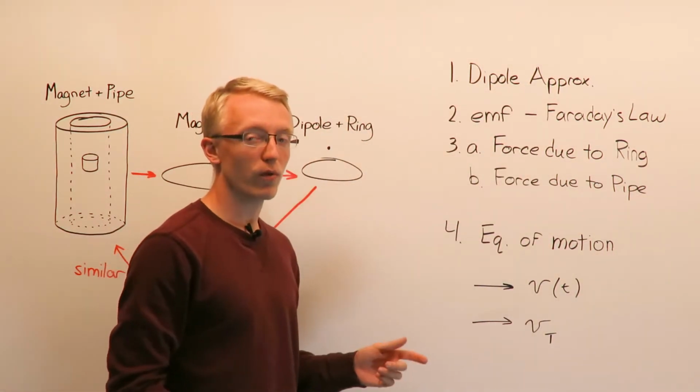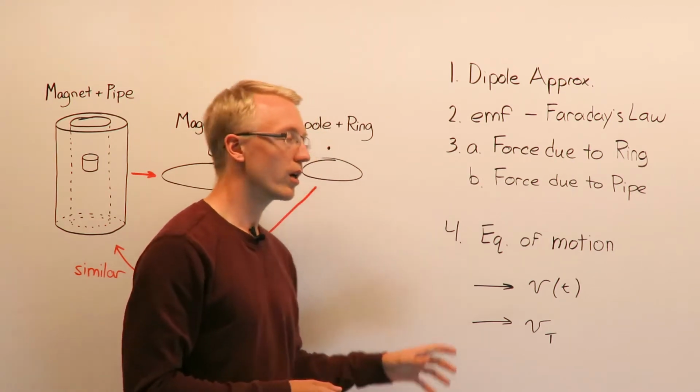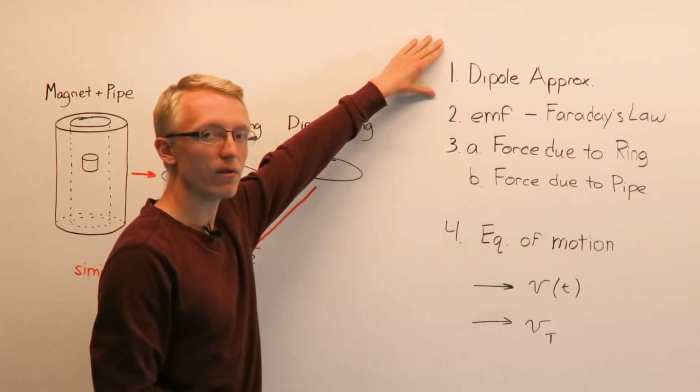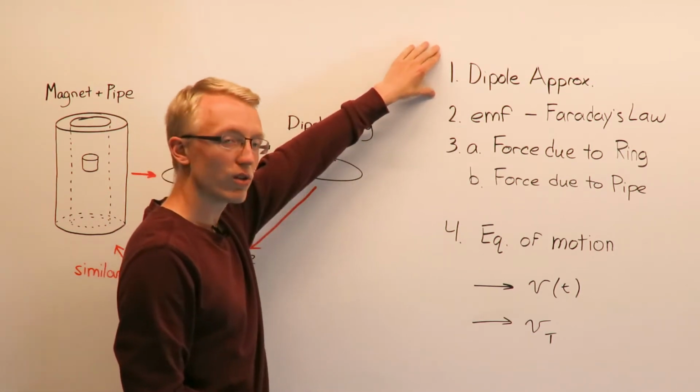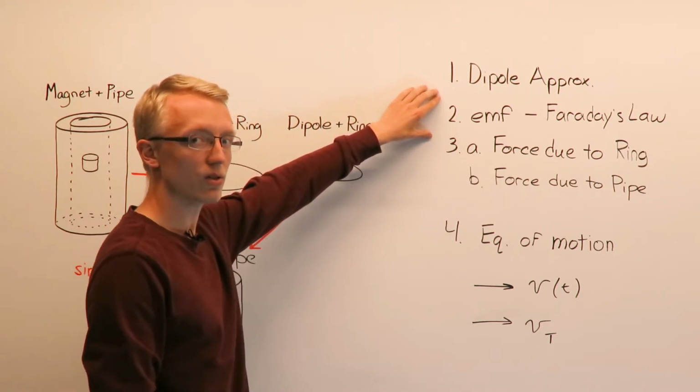This is a pretty straightforward calculation, but it actually gets really lengthy, so we're going to break it up into parts for you. First, we'll look at the magnetic field of a dipole, and then using Faraday's law, we can determine what the induced EMF is.